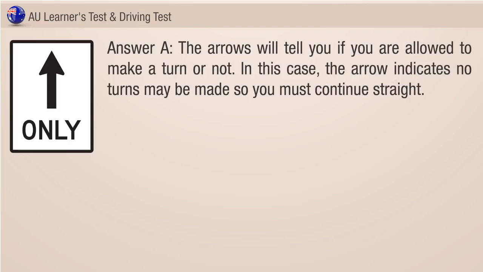Answer A. The arrows will tell you if you are allowed to make a turn or not. In this case, the arrow indicates no turns may be made, so you must continue straight.